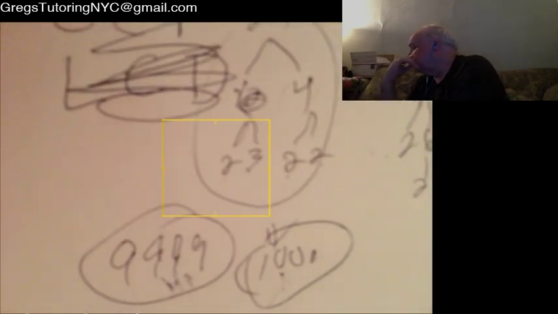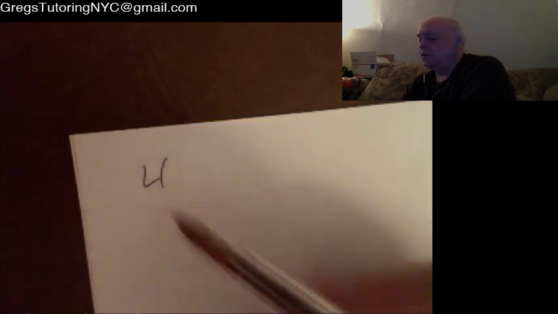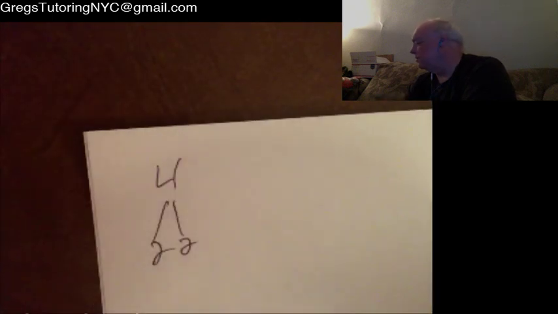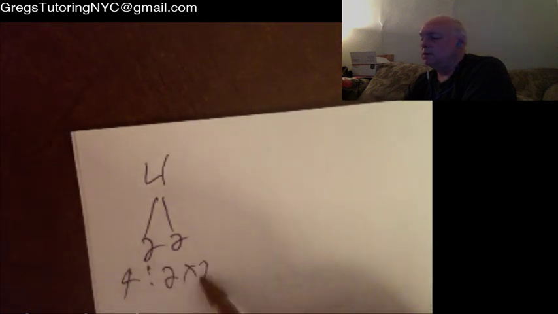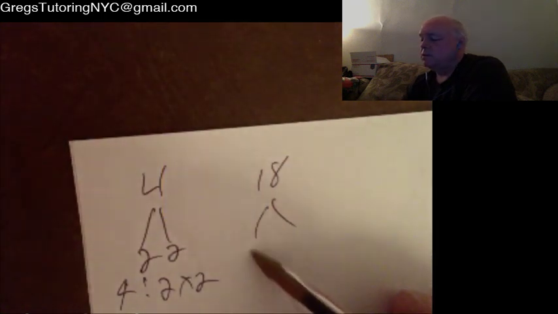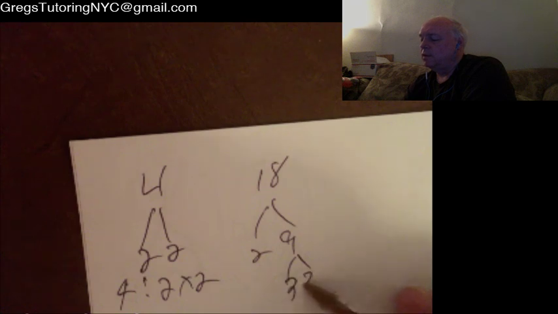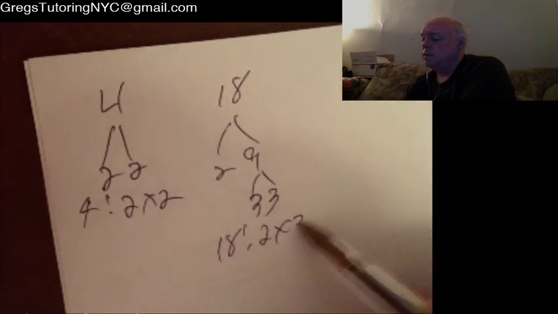All right, so let's see what I have in my notes. Let me get a clean piece of paper and write out some of these so that we can get an idea of what we're supposed to be doing. So 4 becomes 2 and 2. That means the prime factorization of 4 is 2 times 2. If we have 18, we get 2 and 9, and 3 and 3. So that means 18 gives us 2 times 3 times 3.